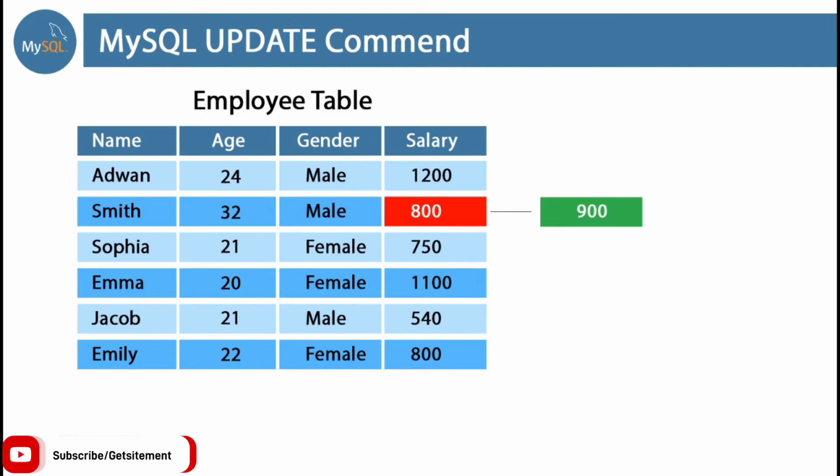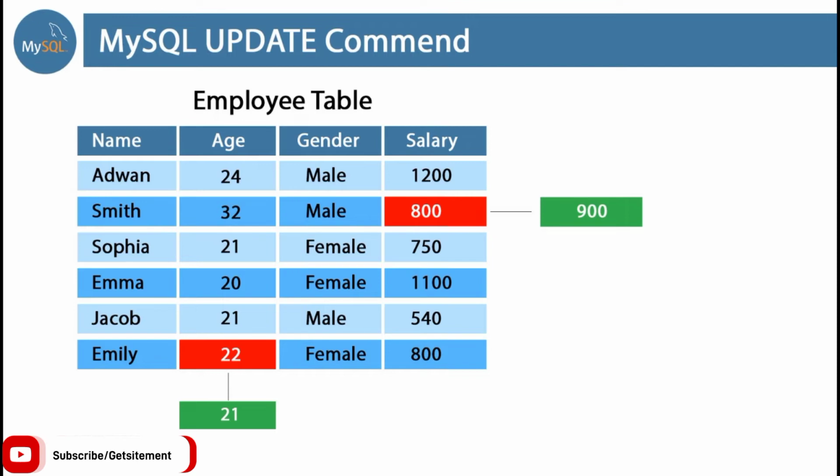We have another employee named Emily, and her age is not 22. She is just 21 years old. I mistakenly wrote that her age is 22. So we need to update her age. Whenever we need to update existing data, we need to use a special command named update.